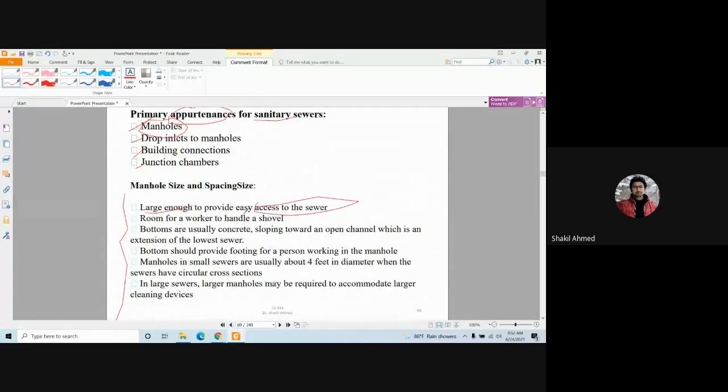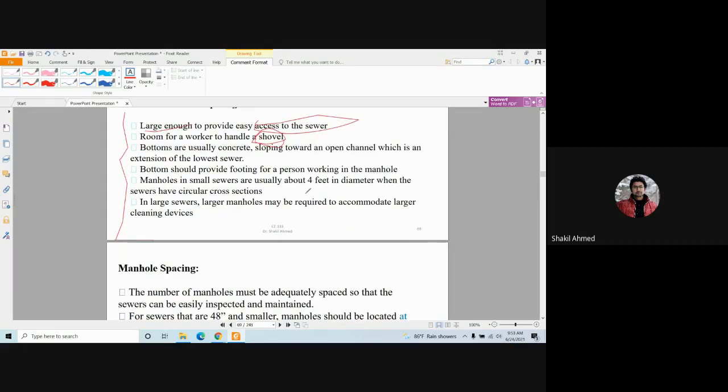Room for a worker to handle a shovel. Shovel means the tool that he uses to dig ground, or you can use it to remove the debris from the sewer. Bottoms are usually concrete, sloping toward an open channel, which is an extension of the lowest sewer.